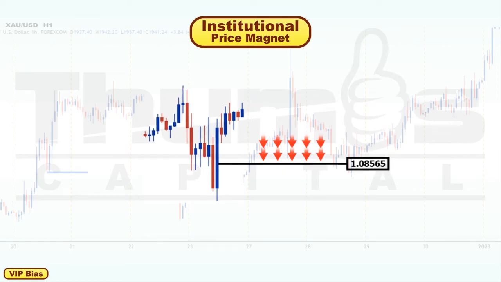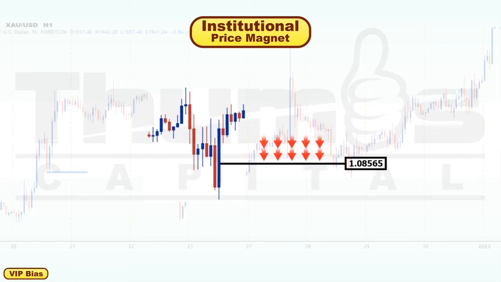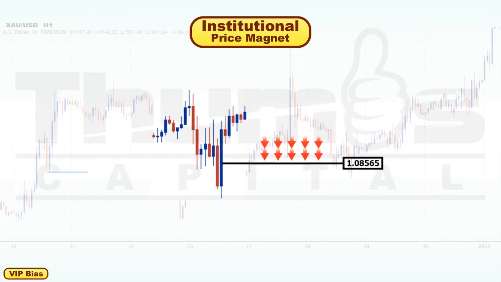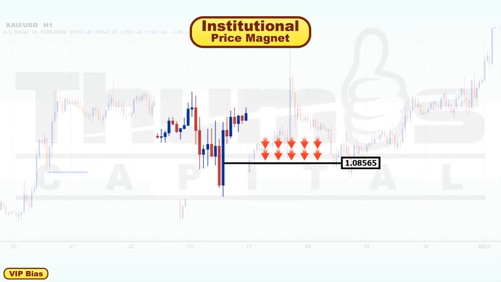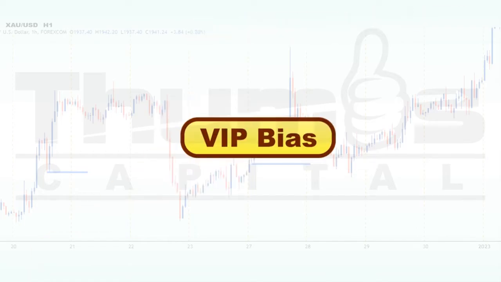This data is presented as price levels with two layers of arrows showing the magnetic effect of pulling price to itself. The last of the three data is the VIP bias, which stands for volume, open interest, and price action bias. It is a confirmation tool that helps us to confirm impending reversal when we have reversal setups. If you need more info on these three data, check out our previous videos on smart money data.